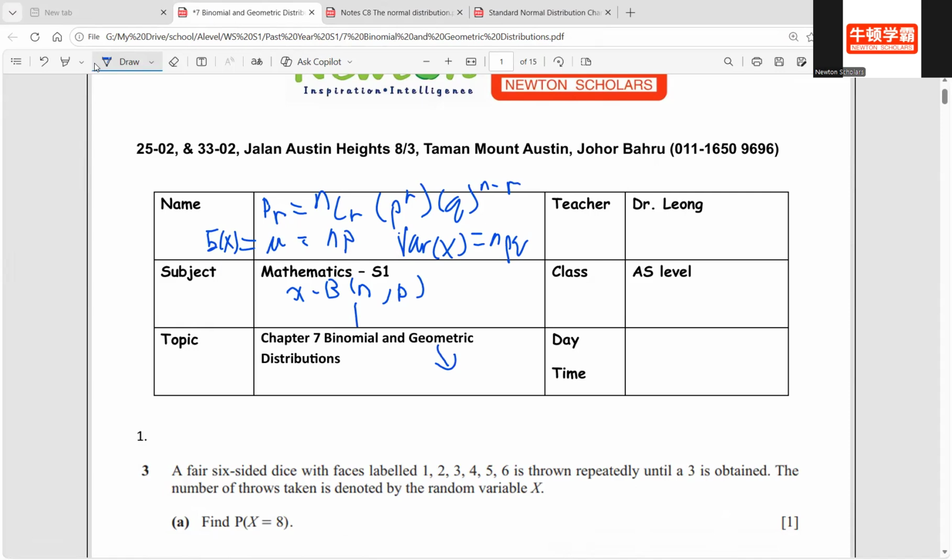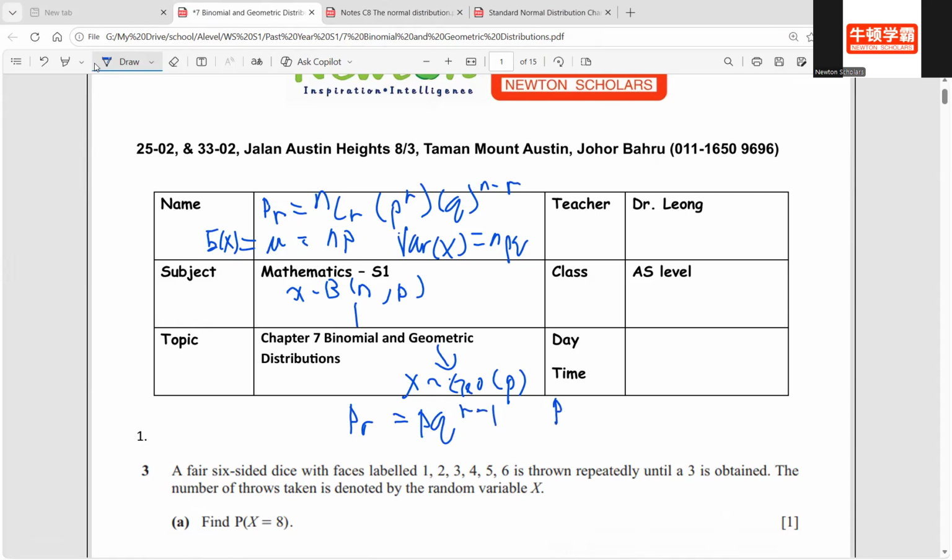For the geometric, we write Geo, and usually they will give a p, which is the probability of success. They never put the n because there is no n for the geometric. You just need to try until you get success. The formula is P(X = r) = pq^(r-1). This is one of them.